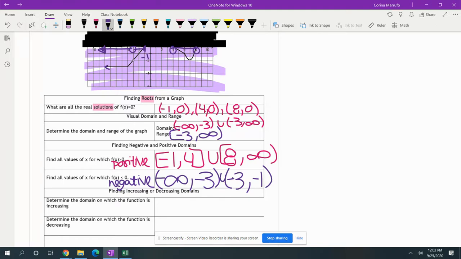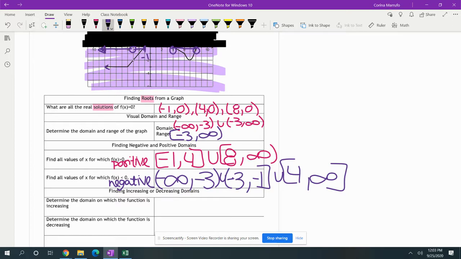And then for the u, it doesn't come back under the graph until 4 all the way to infinity. And then these are brackets, and then this one should be a bracket as well. No hole there. Okay, and that's it for negative and positive domains.